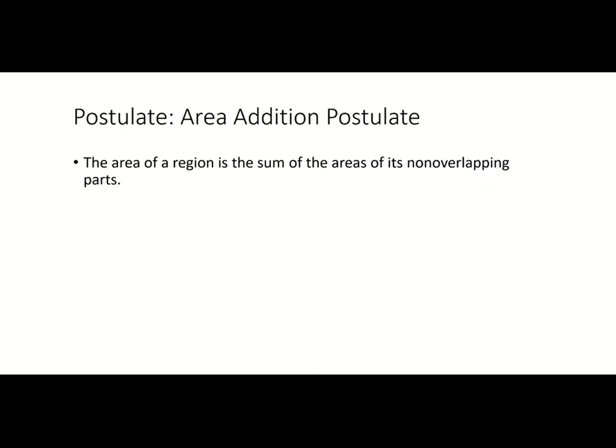Next, we have our area addition postulate that we use when we're finding the area of a region that is not a single polygon. So the area of a region is the sum of the areas of its non-overlapping parts, so all the parts added together. We will be taking a look at some composite figures where we find the area of two different parts and add them together later in this section.